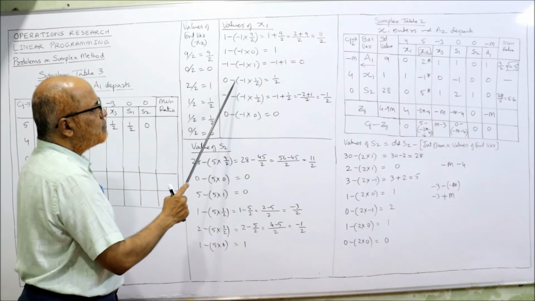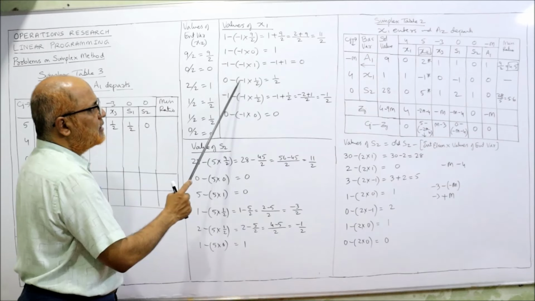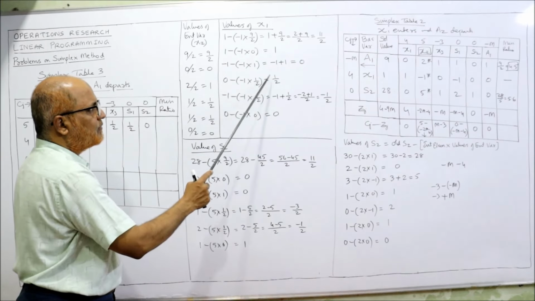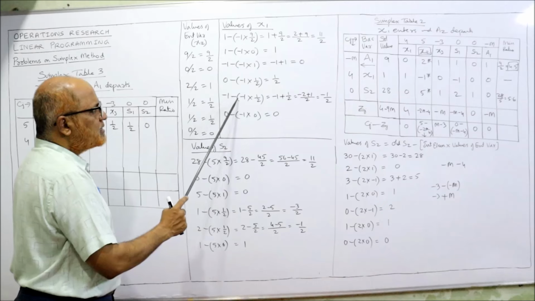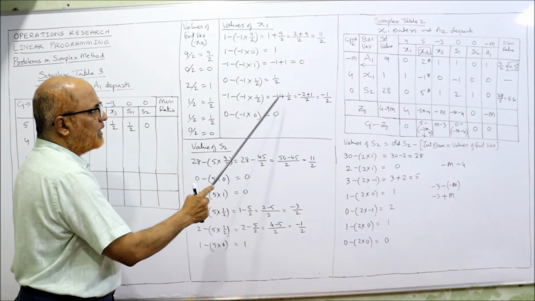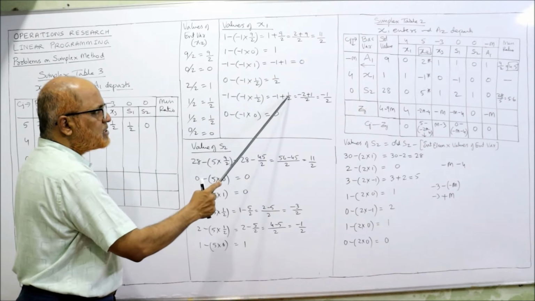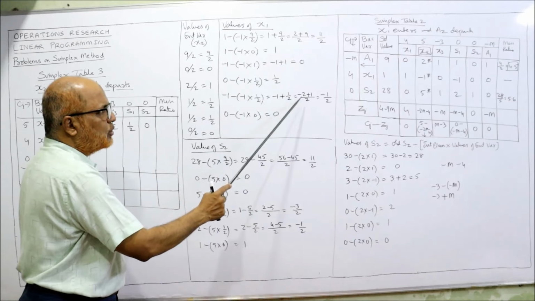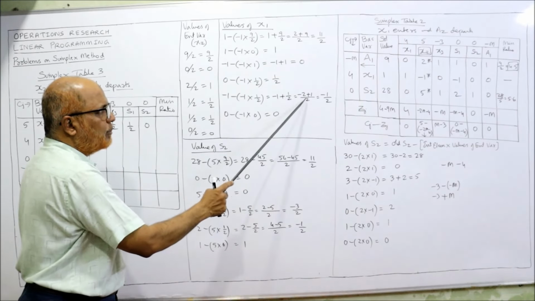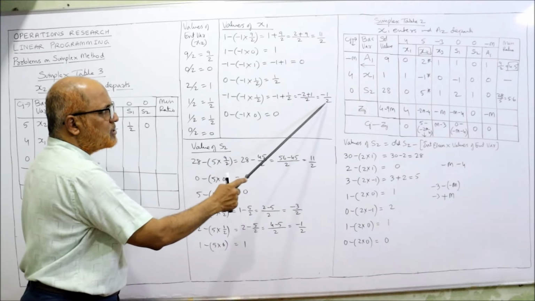Then 0 minus. Minus into minus will become plus. So 0 plus half is half. Then minus 1. Minus into minus will become plus 1 by 2. So minus 1 plus 1 by 2. So LCM is 2. 2 ones are 2. Minus 2 plus 1. So it will become minus 1 by 2.